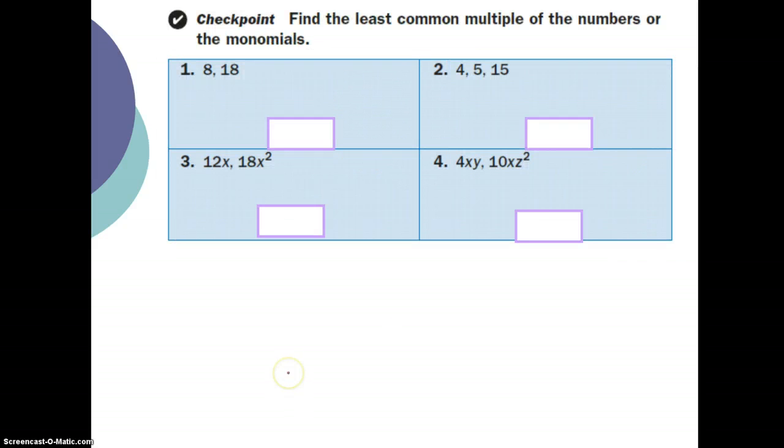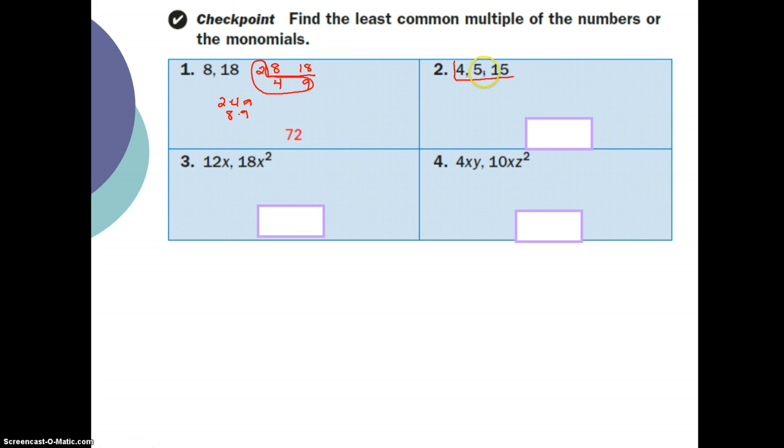Find the least common multiple of the numbers or the monomials. You can use any method you like. Number 1, I'm going to show you the birthday cake method again. Divide out by 2, 4, and 9. And that's it. So 2 times 4 times 9 is 72.